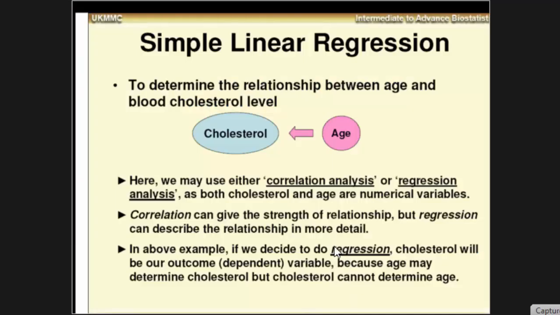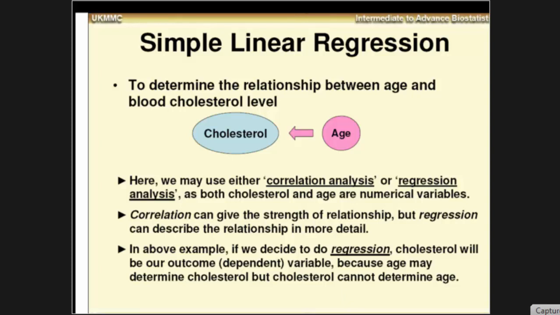So here's an example. You have the risk factor, which is age, and the outcome of interest is cholesterol. So basically you are trying to find the relationship between age and cholesterol. If you're trying to find a relationship, you can use either correlation or regression analysis. Both, why? Because cholesterol level is continuous data, and age is also continuous data. So you can use simple linear regression. In this part of the lecture, we're going to talk about regression. We already finished with correlation earlier.